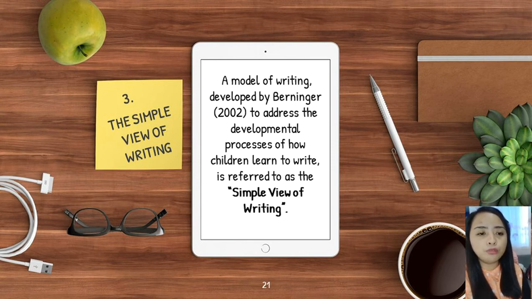So the simple view of writing, or the SVW, suggests that writing consists of low-level skills such as spelling and handwriting, and higher-level ones such as planning, translating, and reviewing. And these are regulated by long and even short-term memory for the composition and revision of the written work.